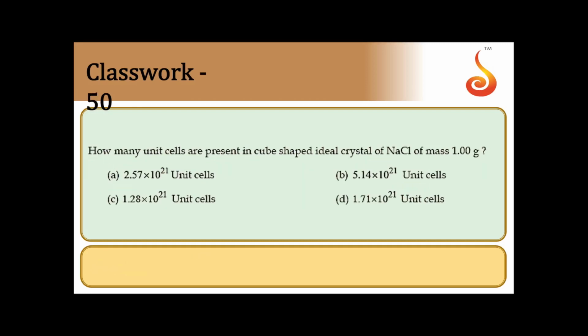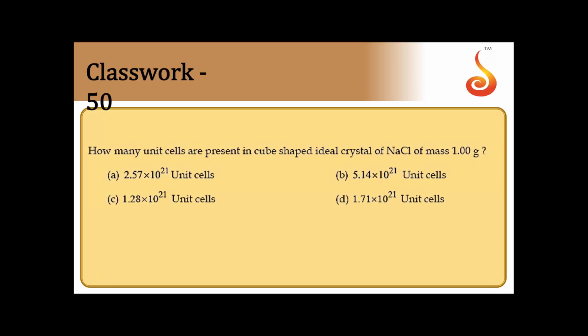Next, how many unit cells are present in a cube-shaped ideal crystal of NaCl of mass 1 gram? They are given the mass of NaCl, asking us how many unit cells are there in that. Now here each unit cell contains 4 ion pairs. 4 ion pairs per unit cell.